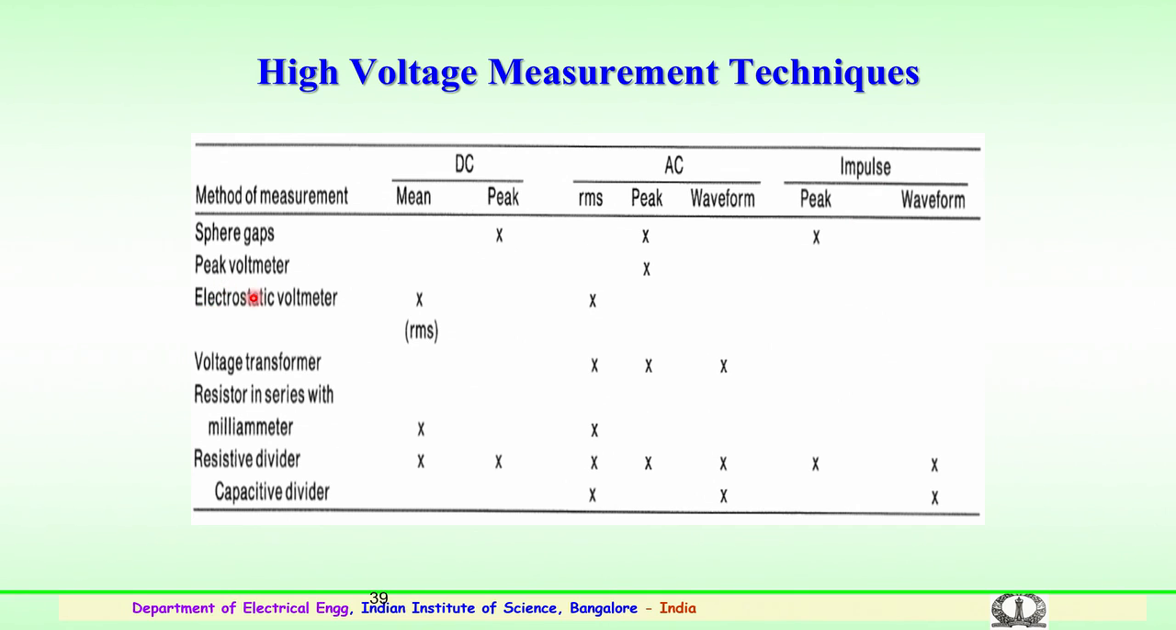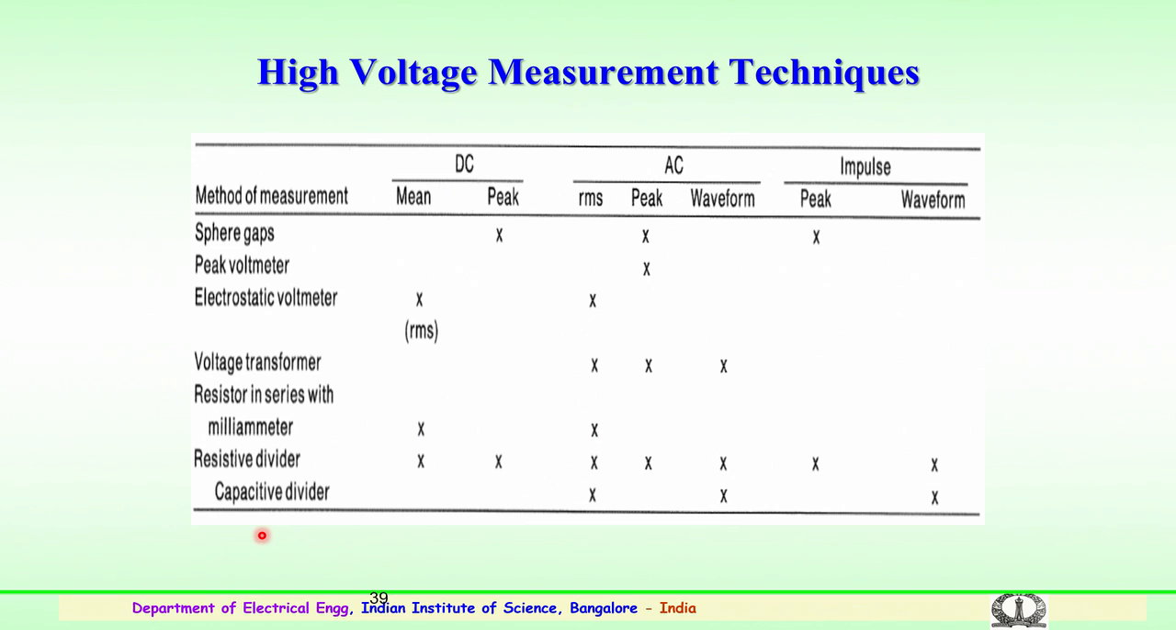The peak voltmeters or electrostatic voltmeters are also measuring devices used for high voltage measurements. Here, these voltmeters are basically used for DC, where they give the mean value, and the RMS value for AC. For impulse, electrostatic voltmeters are not used. Then we have a PT, a potential or voltage transformer, which is typically used for measurement of AC, for RMS, peak and waveform requirements. And we have methods where we could connect resistors in series with a milliammeter. That arrangement could be used for measuring the mean value in case of DC, and the RMS value in case of AC measurements.